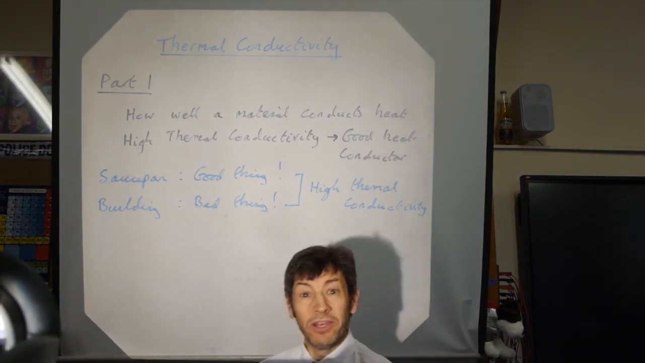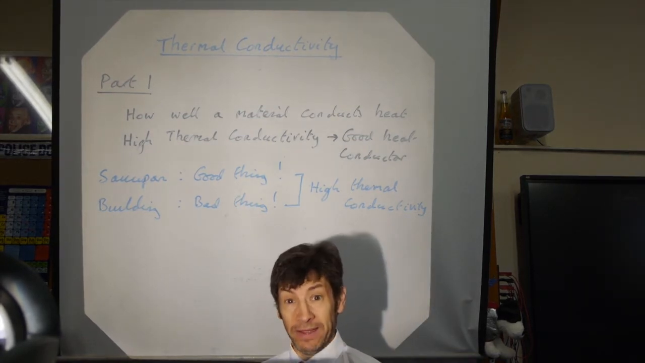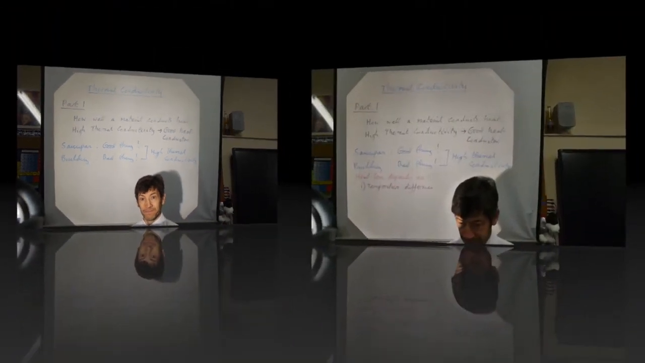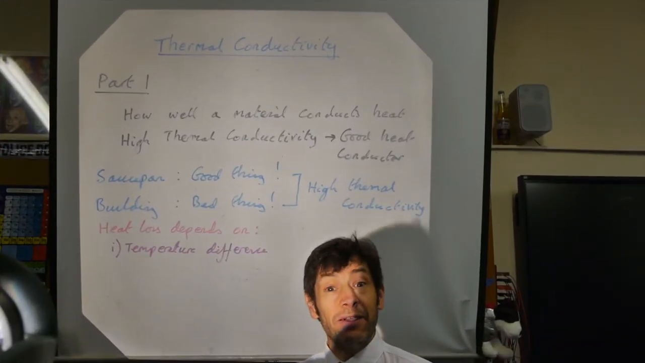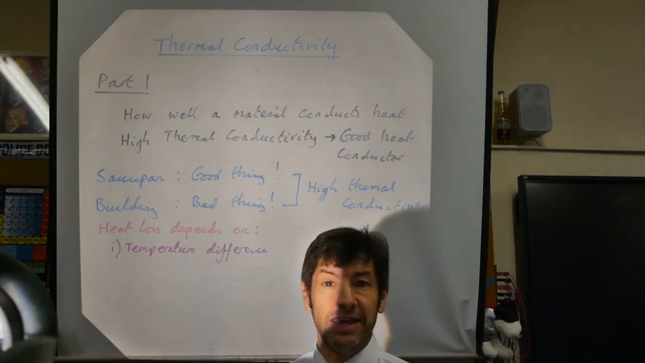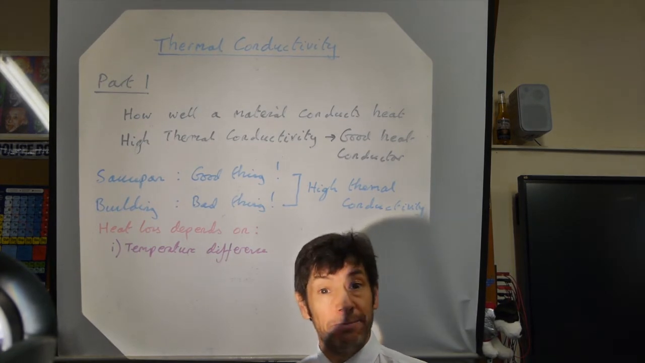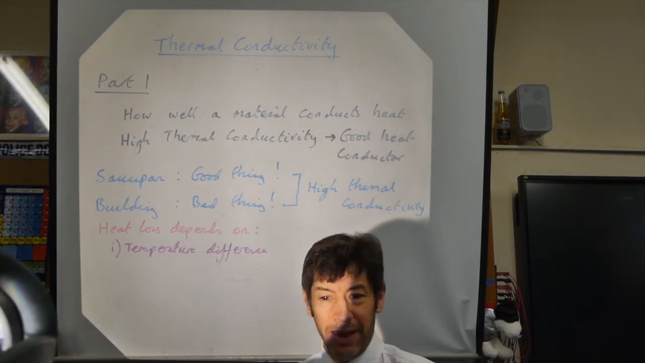So what I'm going to look at now is what thermal conductivity depends upon. Let's now have a look at what affects how rapidly something loses heat. And this could be something like a thermos flask, a mug, or it could be a building. So maybe it's best to think about buildings.